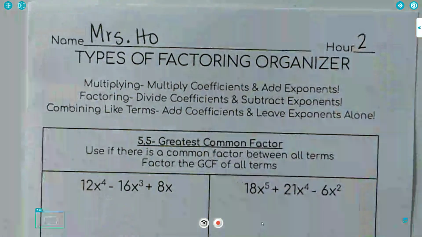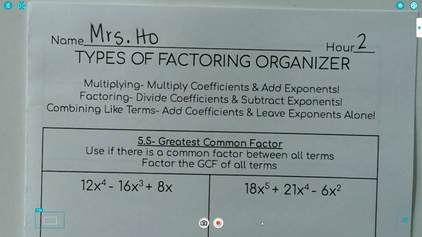Okay, so this is our types of factoring organizer. We have learned 5 ways to factor. 5.1 was just combining like terms. 5.2 was adding and subtracting. 5.3 and 5.4 were all multiplying. Everything 5.5 and beyond has been factoring.